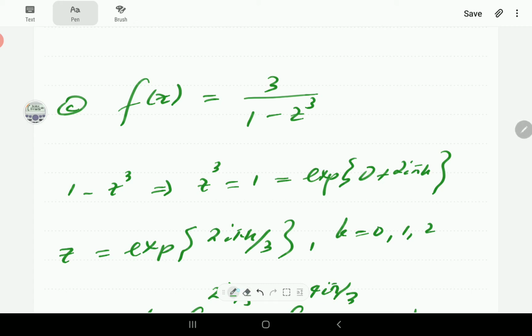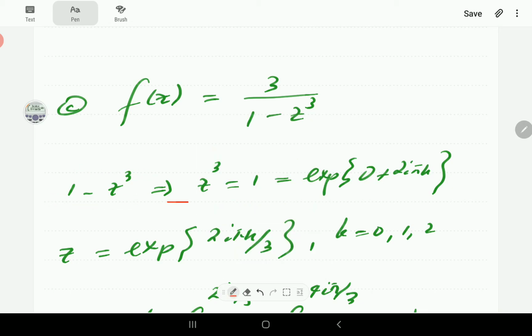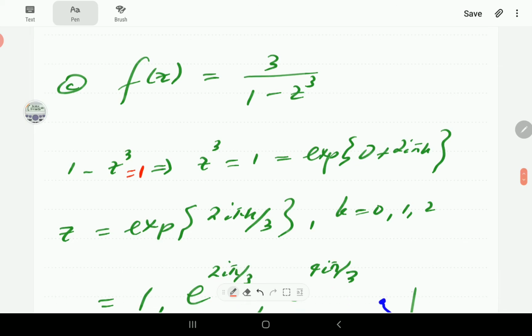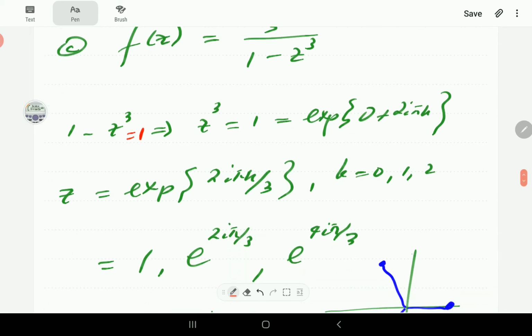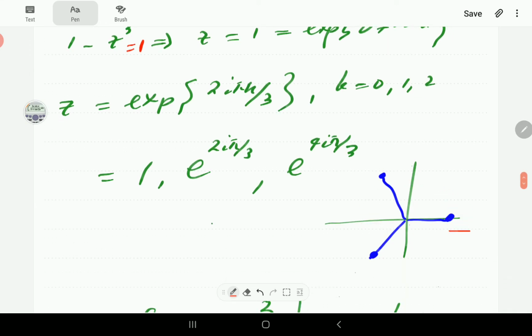Okay, so for this one, the function is going to be singular when 1 minus z cubed is 1, so that means z cubed is equal to 1. 1 we can write in exponential form like this, because the argument is 0 plus multiples of 2 i pi. When you take the cube root, this is what we're going to get. For k is 0, it gives us 1 back. For k is 1, it gives us that. For k is 2, it gives us that. These are located like that.